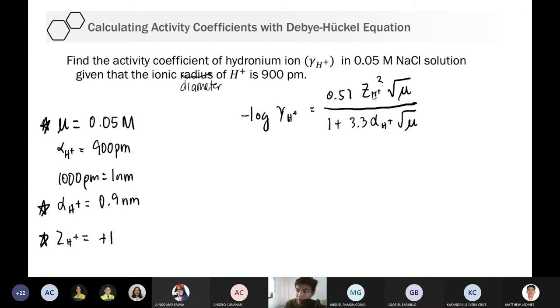So yun, meron na tayong Z, meron na tayong mu, meron na tayong alpha. Kaya na natin masolve yung gamma. Okay. However, our gamma is inside the logarithm function. So para ma-solve mo yung nasa loob ng log function, you have to do the anti-log. Kailangan ilabas mo siya sa loob ng log.